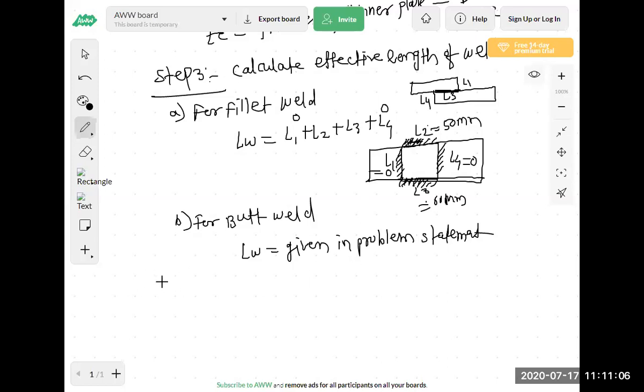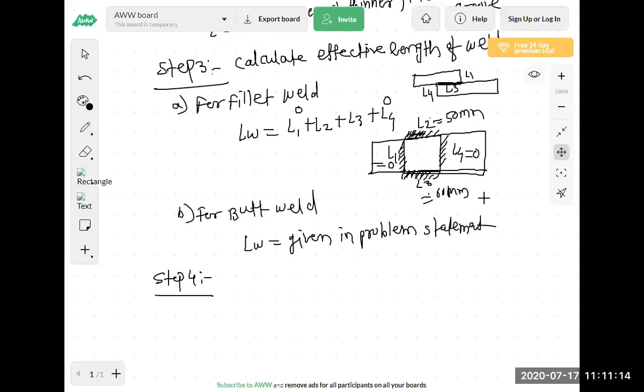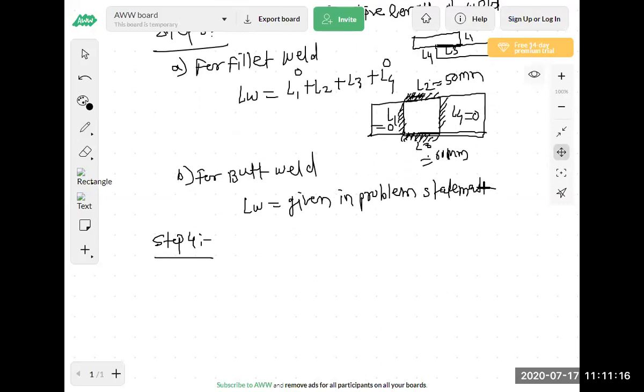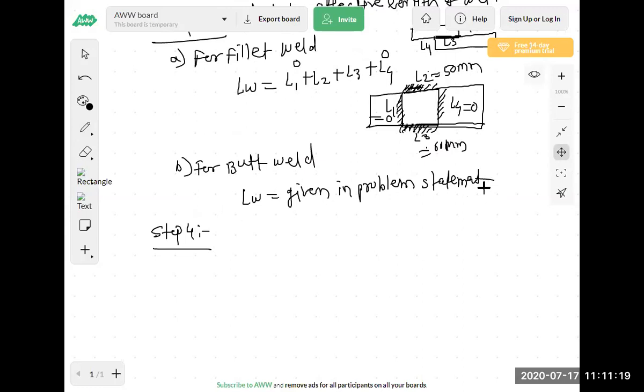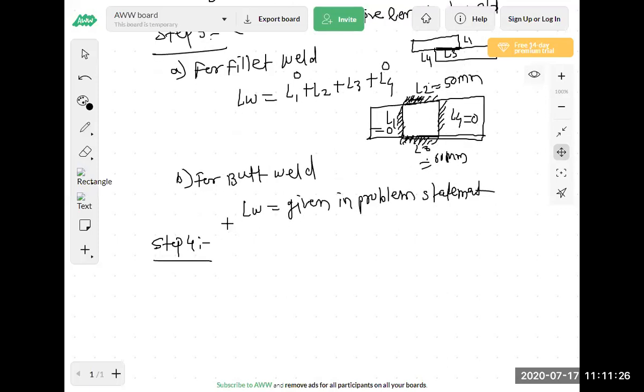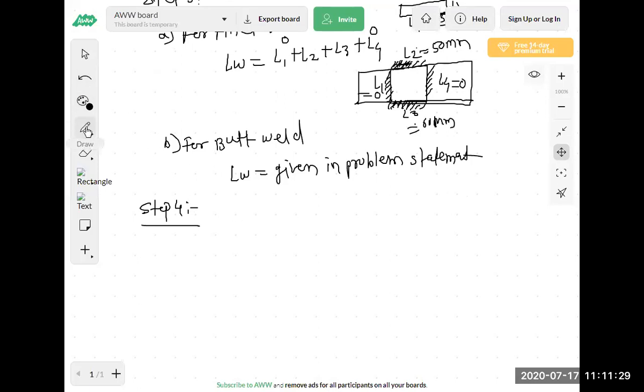Now the next step, step number 4. Everyone has written step number 3. Now step number 3 is over, so we will move towards step number 4. Step number 4 is: calculate the design strength of the weld.